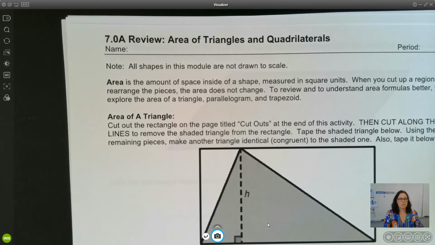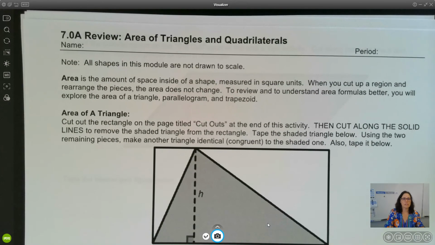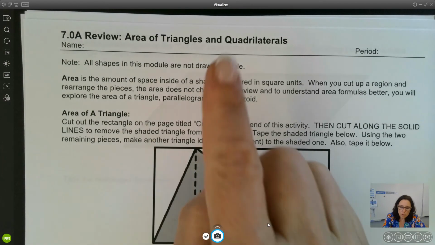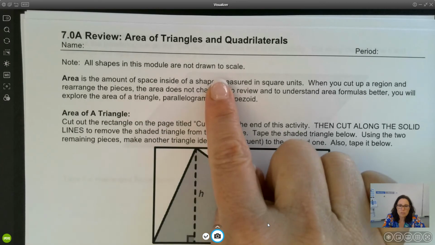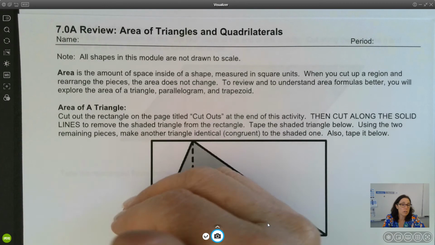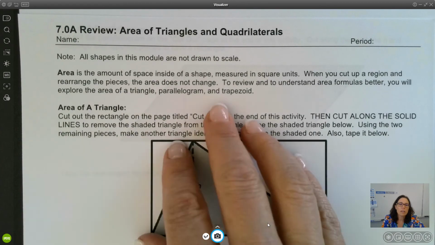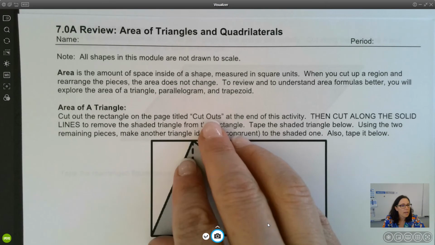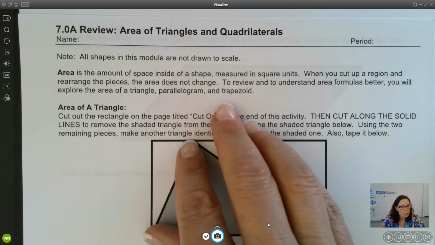All right, so Module 7, 7.0a review. We're going to be looking at area of triangles and quadrilaterals. It's really important to understand that all shapes in this entire module are not drawn to scale. You need to go by what they're labeled as, not by what they look like.